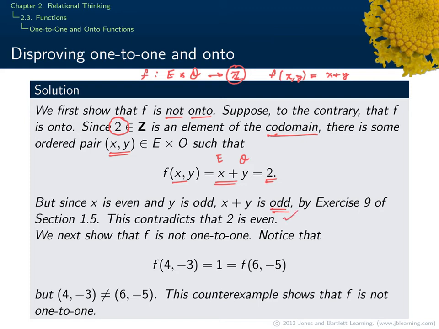Okay, the next thing we're going to do is show that f is not 1-to-1. And all we have to do there is notice that there are two distinct ordered pairs back in the domain that give rise to the same output, right? If you take 4 plus minus 3, that's the same as 6 plus minus 5, namely it's 1. So we have two equal outputs, but the inputs are not equal, and therefore this function is not 1-to-1.